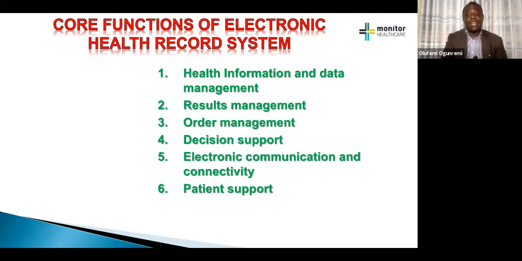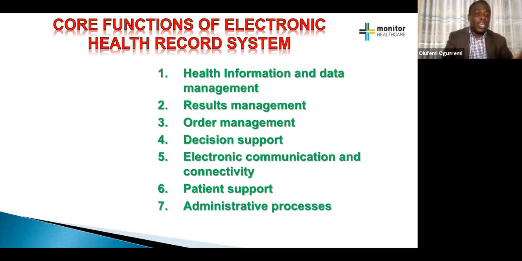And then electronic communication and connectivity. So in terms of the information that is stored in the system, it's easier for me to link up in terms of the next level of care I need to deliver to them. Then the patient support system. This will help me in looking at maybe their social history. From there, looking at care of the elderly, for instance, you're able to look at the social support, and what support I need to put in place for this patient.